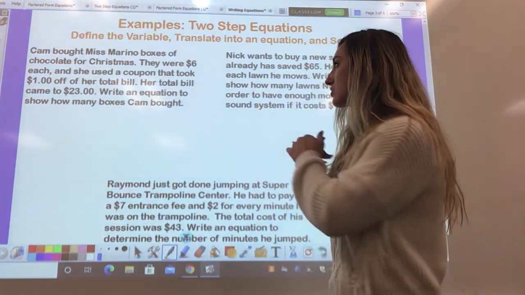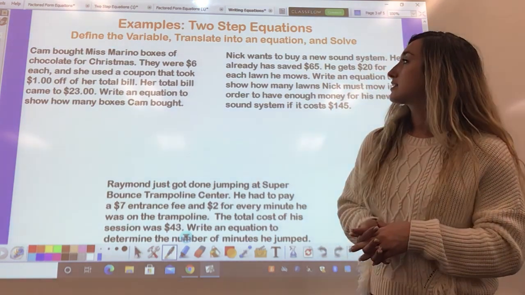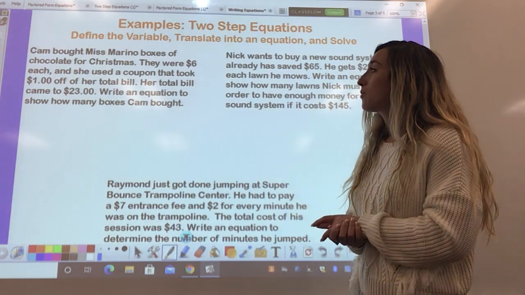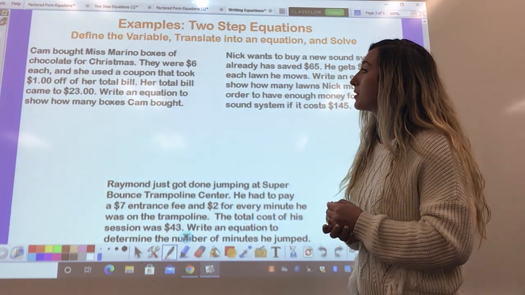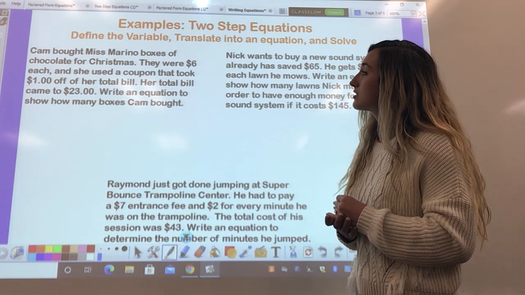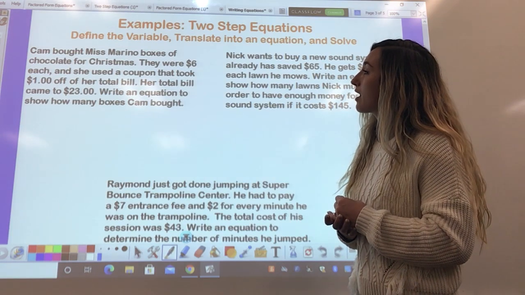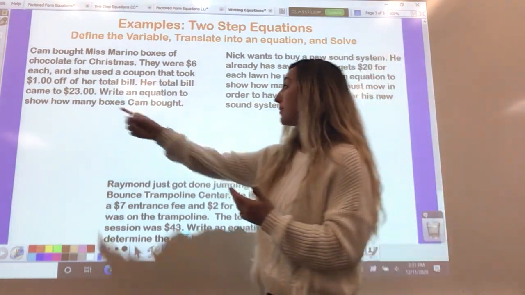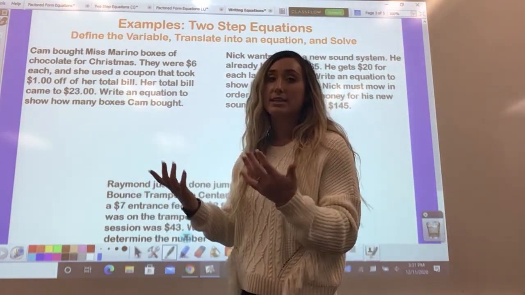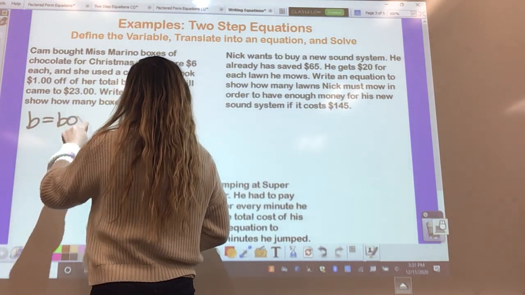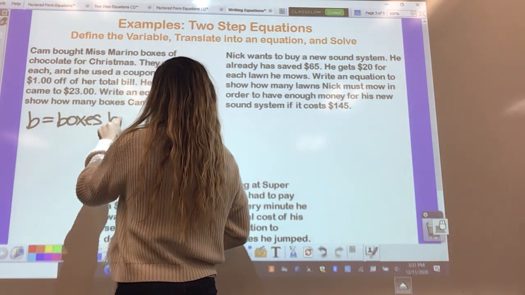Cam bought Miss Marino boxes of chocolate for Christmas. They were $6 each, and she used a coupon that took $1 off her total bill. Her total bill came to $23. Write an equation to show how many boxes Cam bought. So the unknown is how many boxes Cam bought. We want to find that amount. So I'm going to say that B equals boxes bought.